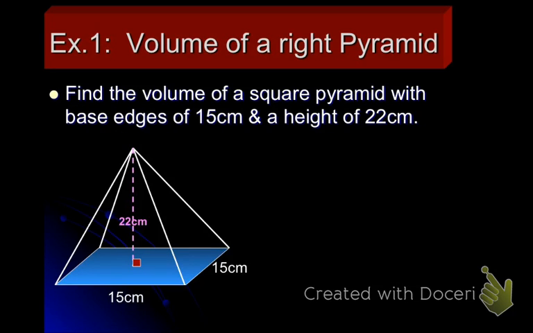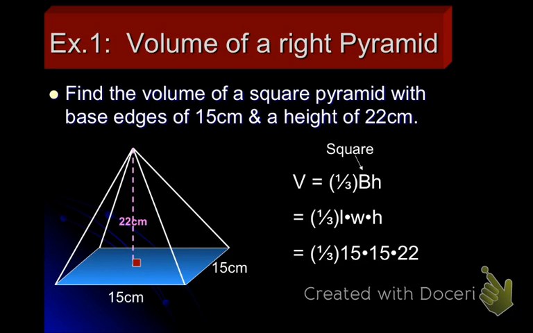So let's find the volume of a square pyramid. The base edges are 15 centimeters, and it has a height of 22 centimeters. And you can see that that's the altitude height, the distance that the vertex at the top is from the base. So using the formula, you would take the area of the base, which is length times width, or 15 squared in this case, because it's a square, times the height of 22, and divide by 3. So length, width times height times 1/3. And do the multiplication, and make sure you have your unit labels.